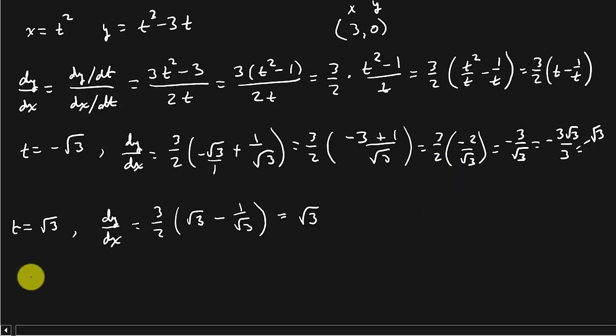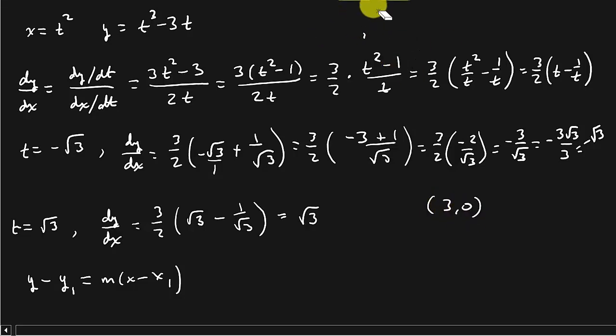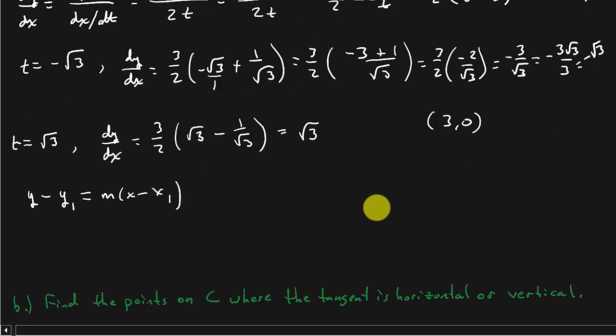All right, so now I've got y minus y1 equals m times x minus x1. Once again, let me just write my point down here, because I'm going to have to push the screen up.